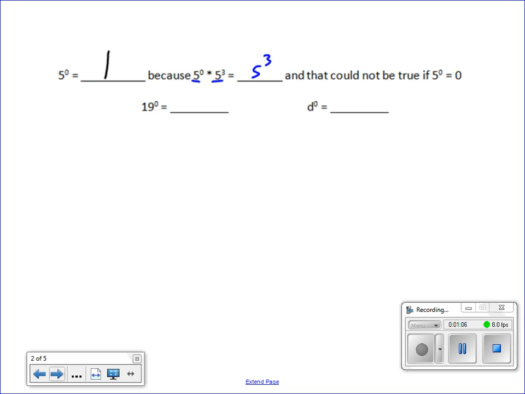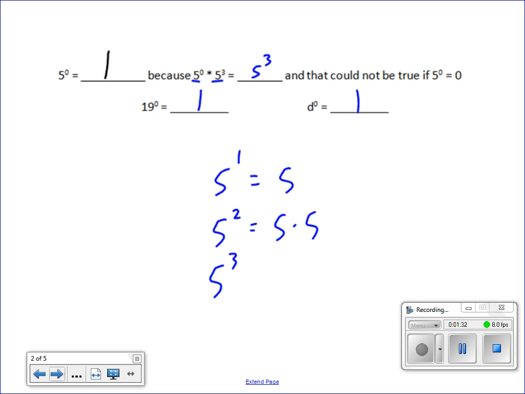So none of this would hold true. We could add, and that rule that we learned yesterday would not be possible. So 5 to the 0 power is actually equal to 1. Same thing here with 19. 19 to the 0 power is equal to 1. D to the 0 power is equal to 1. Anything to the 0 power is equal to 1.